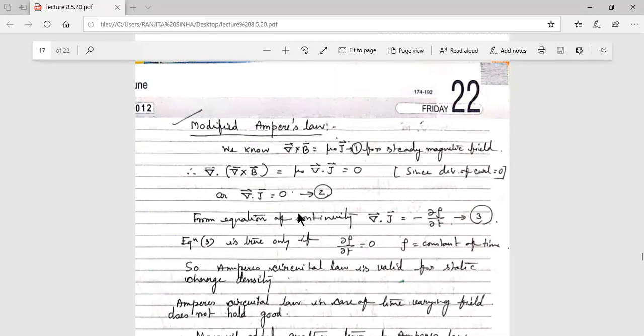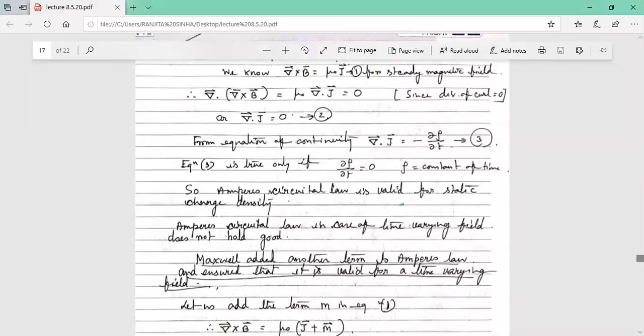So what we have proved here is that Ampere's circuital law is true only when rho is constant, that is del rho by del T equal to 0. It is only valid for static charge density. But when the charge density is not static, then it does not hold good. Then what will be the Ampere's circuital law for a time varying field?